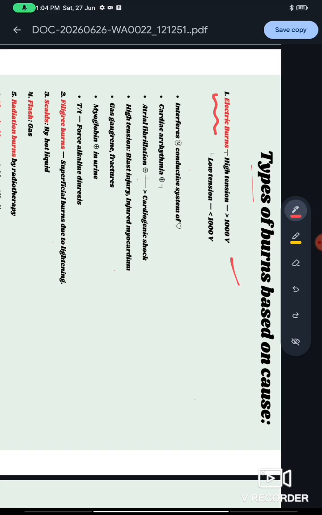Now it interferes with the normal conduction system of the heart. So the heart basically runs upon an electric action potential generated by the SA node. So any fluctuation in the voltage can lead to the disruption of the rhythm or conduction of the heart.